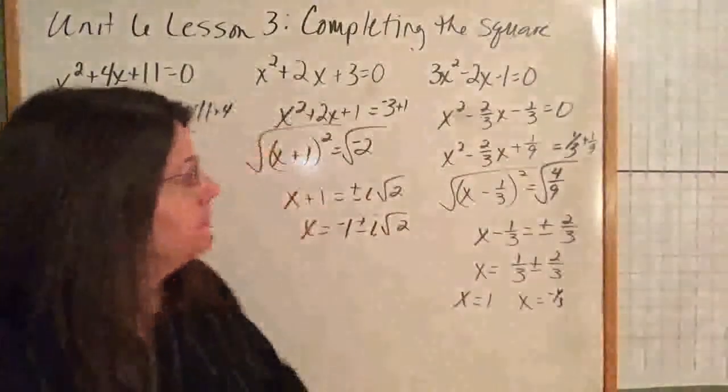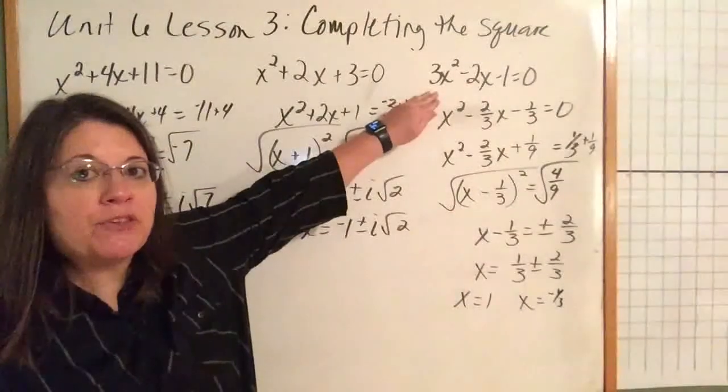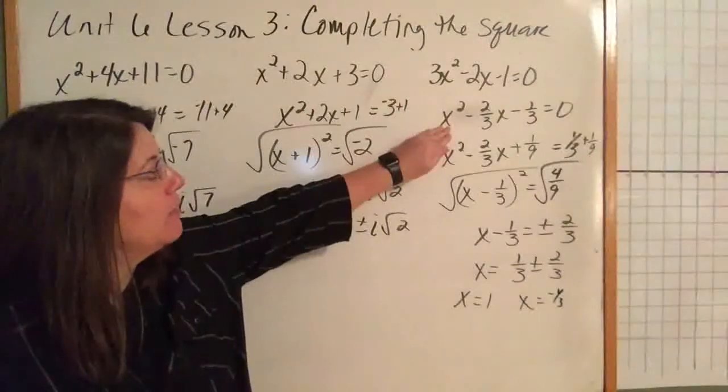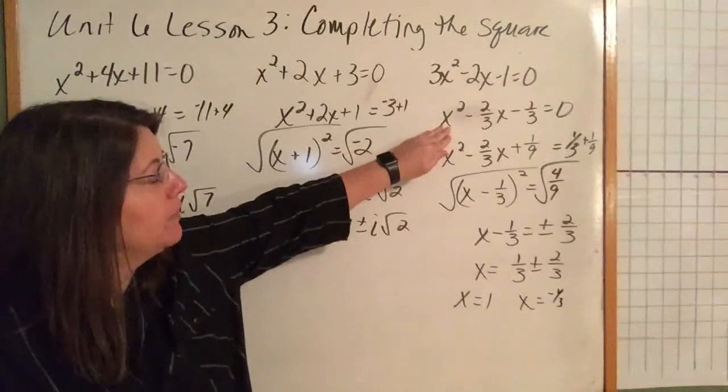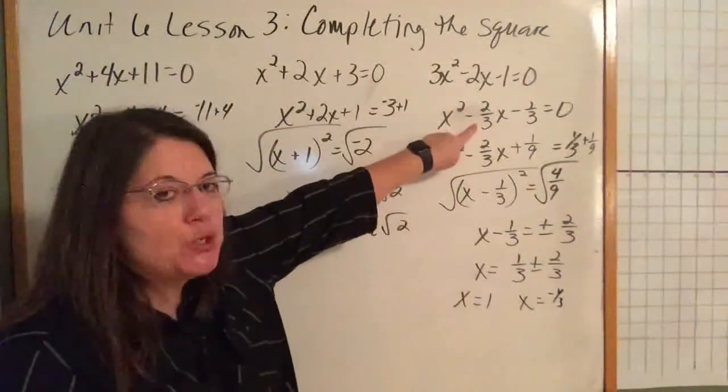In the next one, I'm going to divide everything by 3 because the coefficient has to be 1. So I have x squared minus 2/3 x minus 1/3. I move the 1/3 to the other side. Then I take half of 2/3.